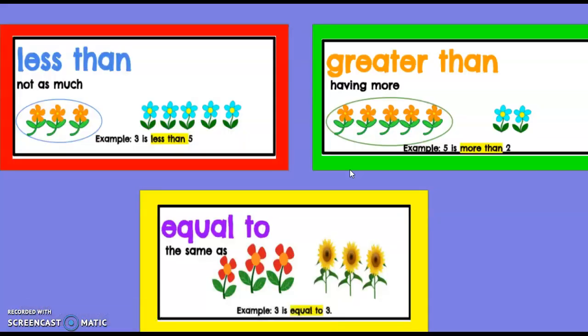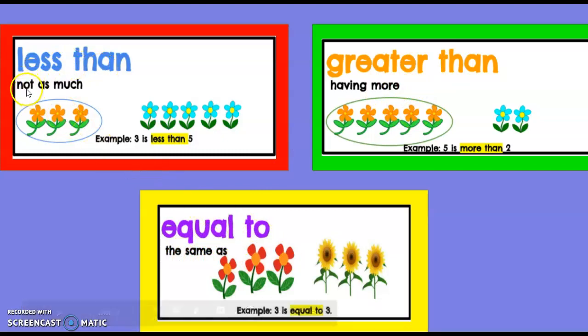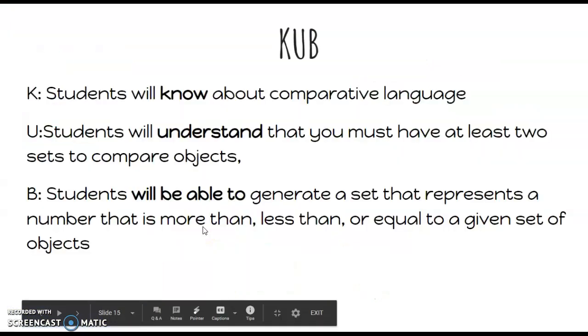Okay, so remember, less than means not as much or not more. Okay, greater than means more. Good. And equal to means what? The same. Okay, let's say that one more time. Less than means not more or not as much. Greater than means more. And equal to means the same. Good job.